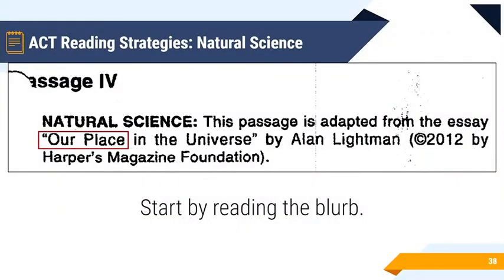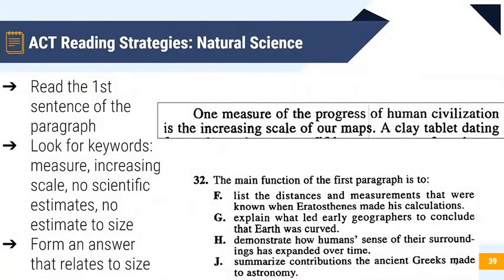All right, we're going to go through this natural science very quickly. These are easy, easy, easy. They're my favorite ones to find. Our place in the universe. We are humans. Our humans' place in the universe. Where are we going? So it helps me out here. The main function of the first paragraph, read the first paragraph. And so it says it's the increasing scale of our maps. It doesn't mention really all this other stuff. So basically how humans, our sense of our surroundings has expanded over time, so H.